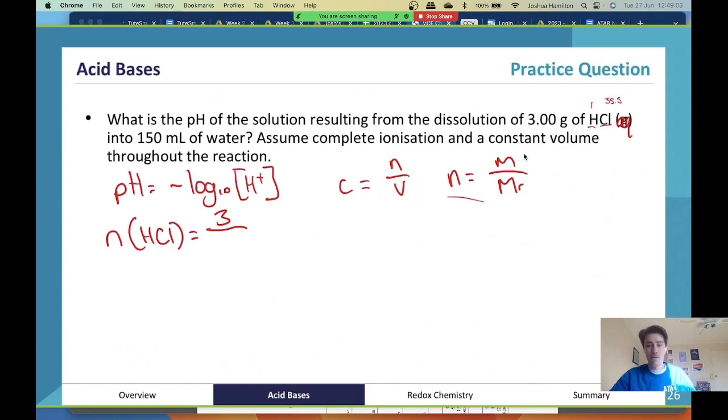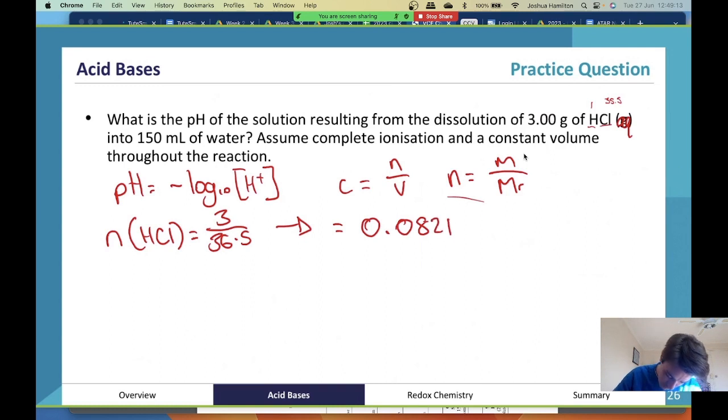So 1 plus 35.5 is 36.5, which is going to equal 0.0821 mole. As you can see, I've done this question beforehand just to be prepared. So I've got my little notes on the side with the answers. From here, I then want to find out my volume. So I want to find out my concentration because I have my volume as 150 ml, which will be 0.15, and I have my moles.